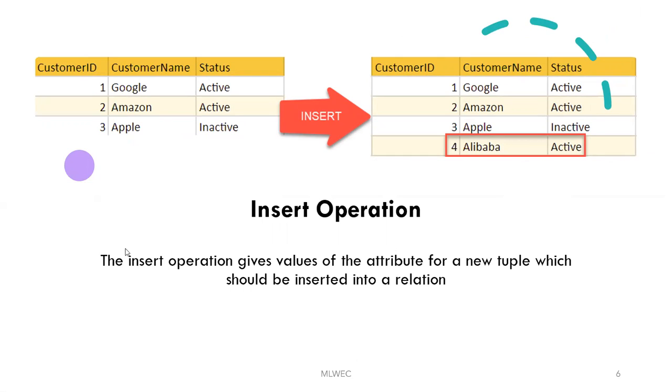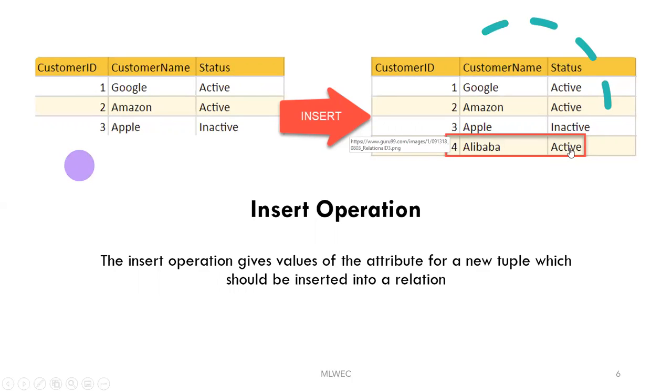Okay, so this is the first table with data. We have 3 rows of data: 1 Google, 2 Amazon, and 3 Apple. Here the status is active, active, and inactive. Similarly, we are performing the insert operation, giving the values of the attributes for a new tuple, that is Alibaba. Alibaba is nothing but a Chinese website. So we are adding a customer name and customer ID, and the status is active.